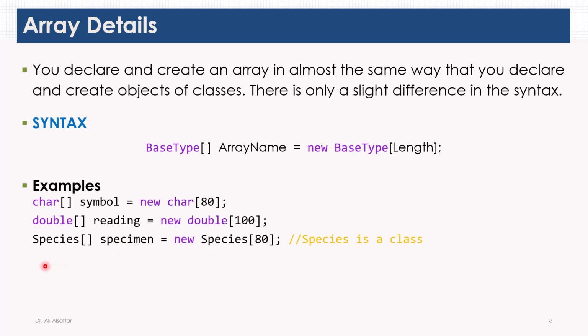In the last example, we are declaring an array of a user-defined class. Species is the user-defined class. In this declaration, we are declaring an array of a species, and we are allocating 80 references to this class. In this declaration, you have to know that we are not creating 80 objects of this class. We are just creating the references. Therefore, if you want to create objects for these references, then you have to go over the elements of the array one by one and create an object for each of them.